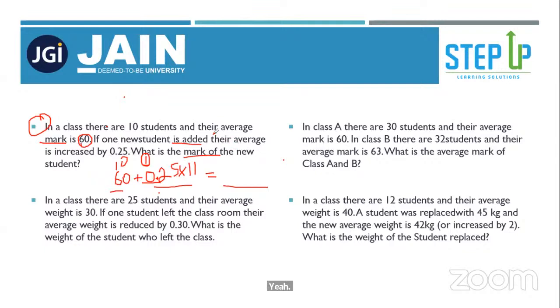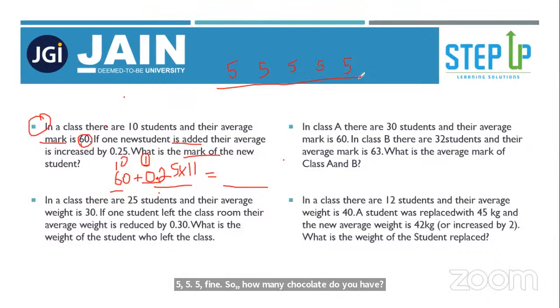You and your friends are having 5 chocolates each. 5, 5, 5, 5, 5. So total, how many chocolates do you have? Each has 5, total is 25. Sorry, 25.